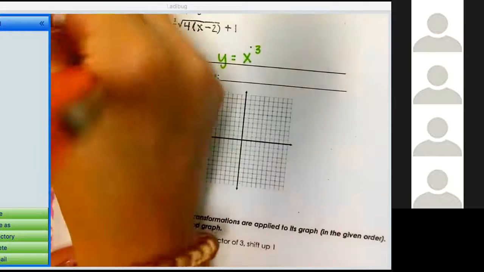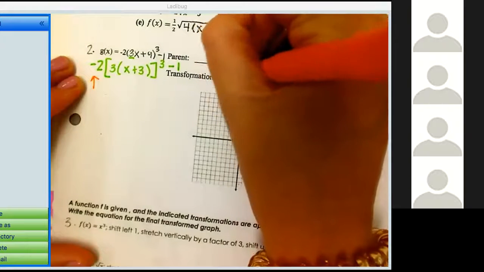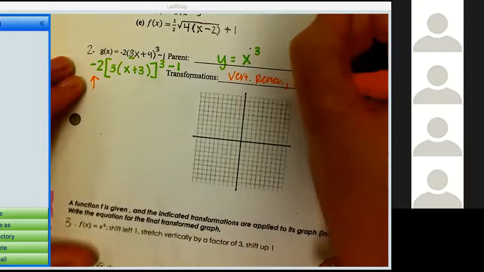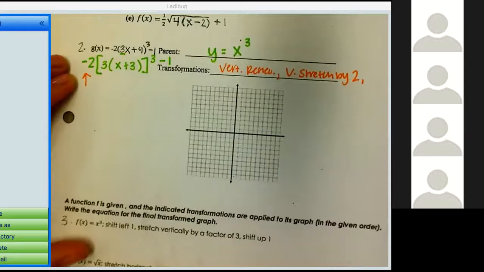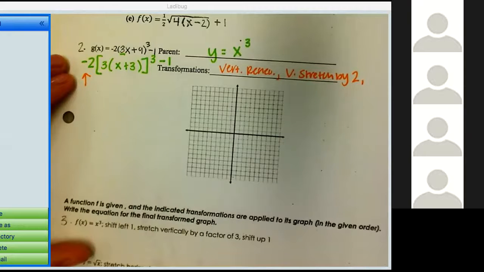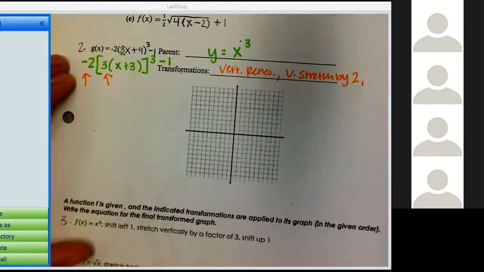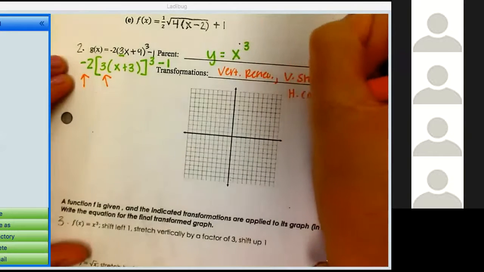All right, so let's list out our transformations. What do this negative and this 2 do? Okay, vertical reflection. Vertical stretch by 2, good. Are we okay with the outside too? Now look inside. What kind of stretch or compression is it? Horizontal, and it looks like it would be a stretch of 3. What is it really though? Compression of 1/3. Very good. Horizontal compression.